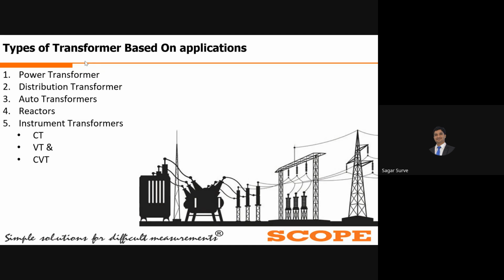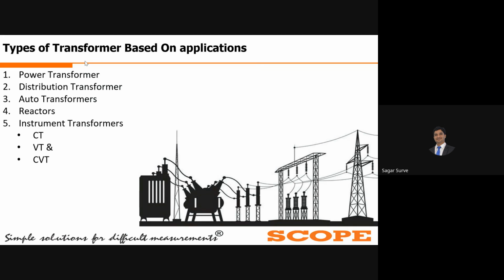It can be preventive, or it can be after faults or something like that, or it can be during the manufacturing process also. So we'll see all these testings one by one. Before that, we'll see the types of the transformer.